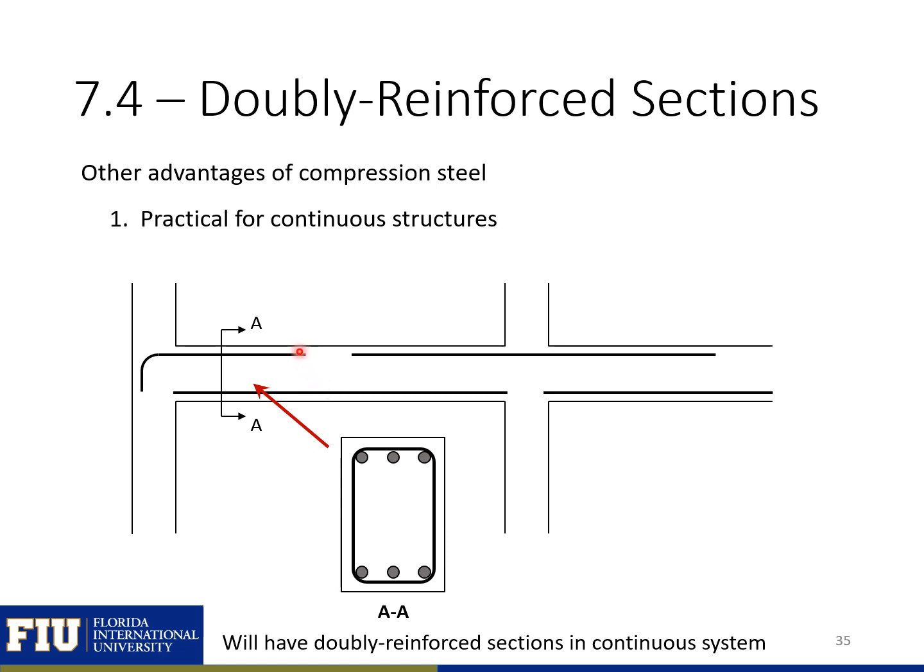We need to continue the reinforcement a certain length in order to develop the steel and also to meet some of our other ACI requirements for developing our shear reinforcement. So just in a continuous structure, we'll have doubly reinforced sections along the length of the member. So we might as well take advantage of our doubly reinforced section and the improved behavior that it provides.